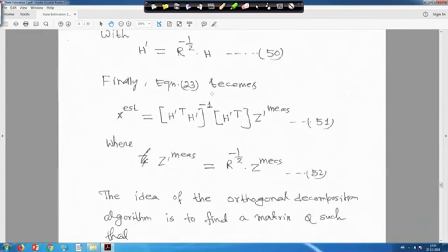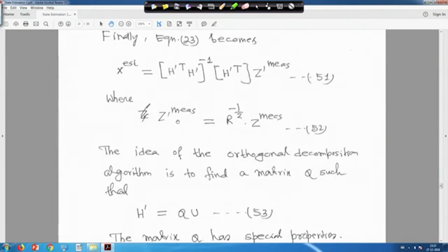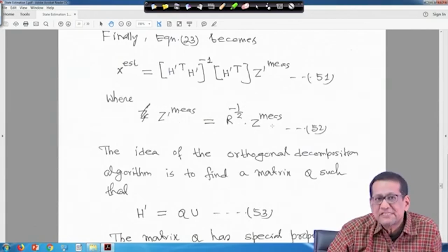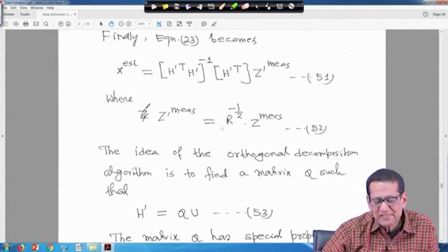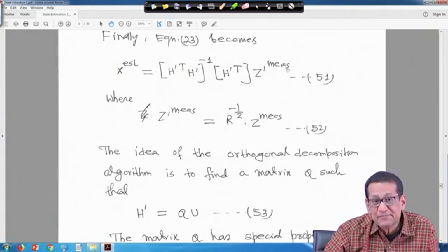Finally, equation 23 will become x estimated is equal to H dash transpose H dash to the power inverse into H dash transpose into Z dash measured. This is equation 51, right. Now, let us assume that Z dash measured is equal to R to the power minus half into Z measured, right. So, this is equation 52. Just assuming this, that is why it is Z dash measured.